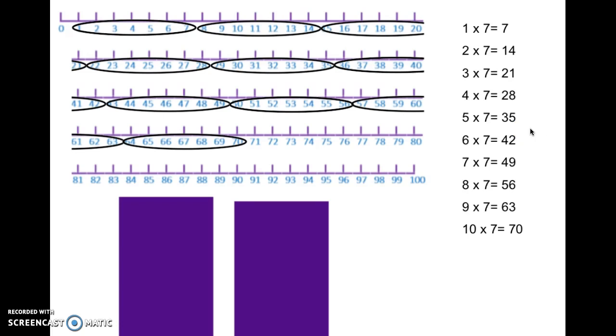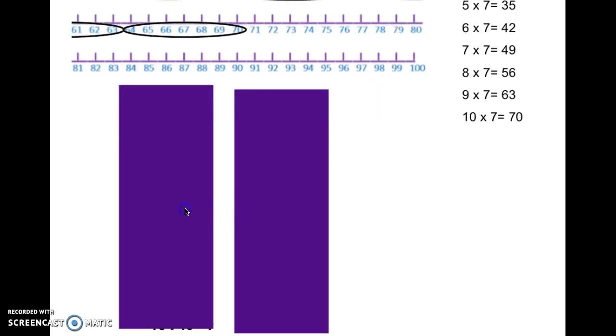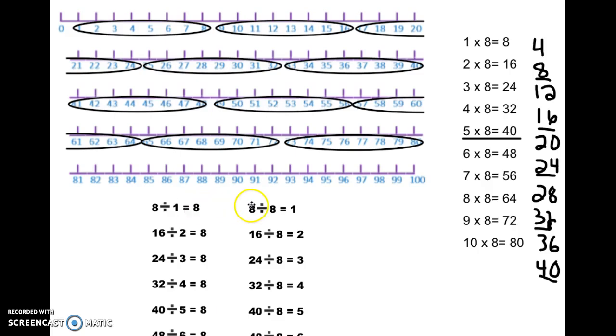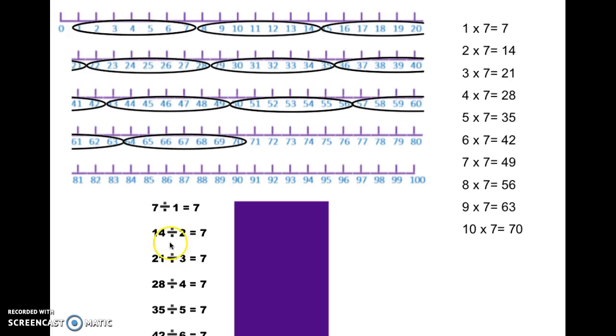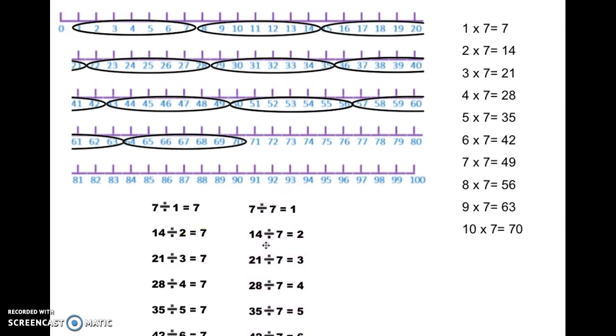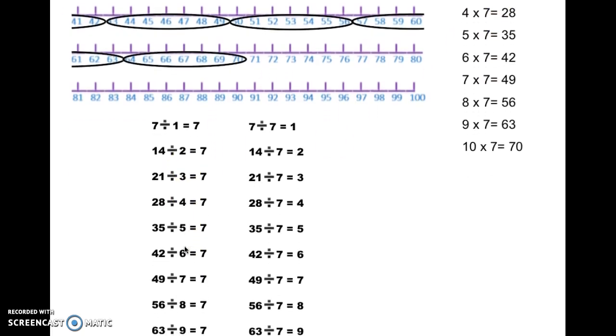We can also look at our division and see if we can see any patterns. Let's look at our division here. Again, you'll notice that they all correlate. So let's look at 2 times 7 equals 14. If I reorder that, 14 divided by 2 equals 7. 14 divided by 7 equals 2, right? It doesn't matter. If I know my multiplication, I also know my division when I look at the patterns.